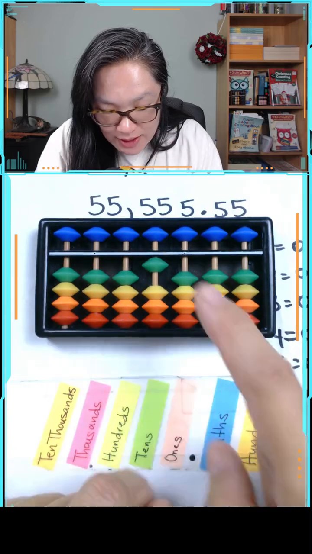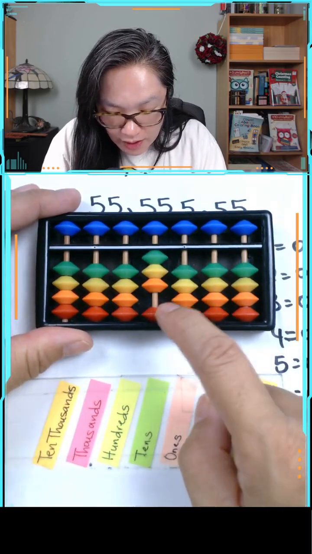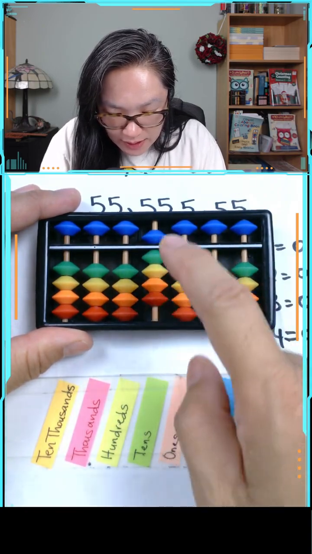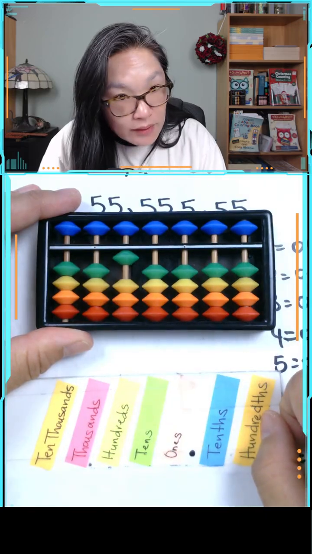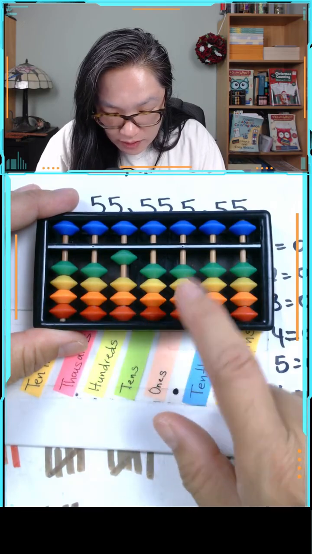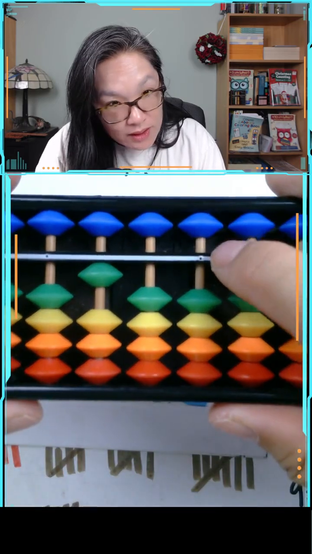This is what 10 is. 10, 20, 30, 40, 50, 60, 70, 80, 90, and 100. And there we go. So this is 100. We have 100, 100. The ones is over here, right?